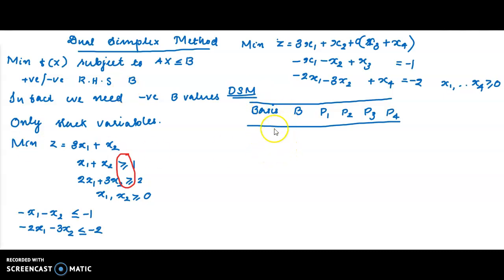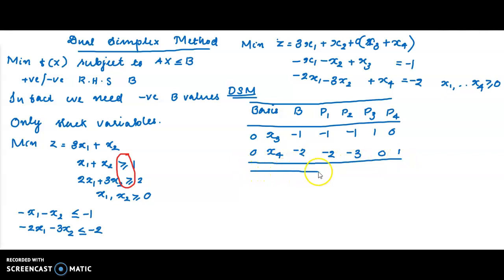Then which variables will be in the basis? It is easy: x3 and x4, the slack variables. Coefficients zeros. B values, the right sides, are minus 1 and minus 2. Equations: minus 1, minus 1, 1, 0; minus 2, minus 3, 0, 1. The cost coefficients for P1 is 3, P2 is 1, P3 is 0, P4 is 0. Objective function okay. Then the net evaluations as usual.